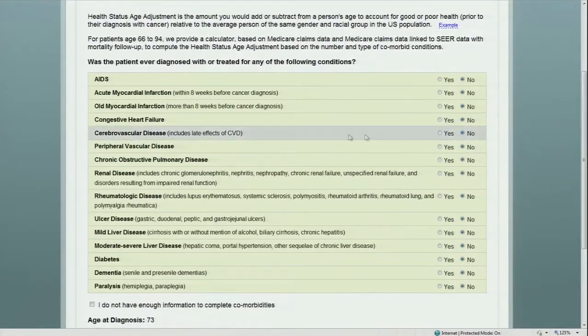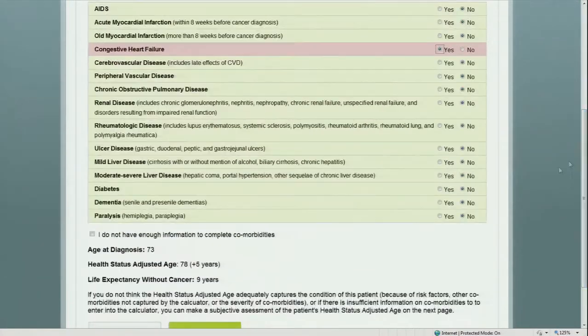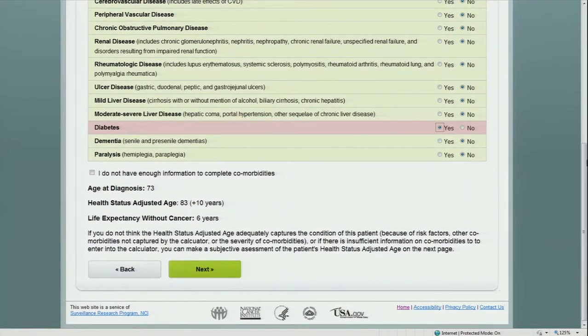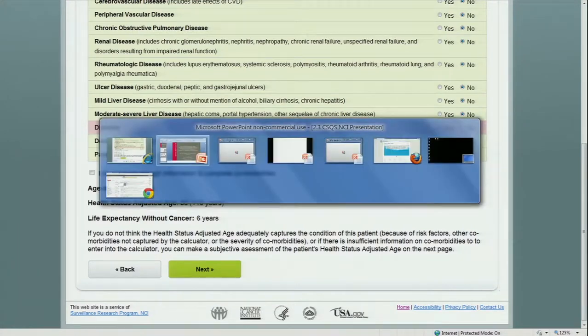Now, look what happens when I add from his medical chart the heart failure and the diabetes. His health status adjusted age changes to 83. So now he's older than an average 73-year-old, and his life expectancy without cancer is 6 years. So you may want to treat him less aggressively. So let's look at the results page.